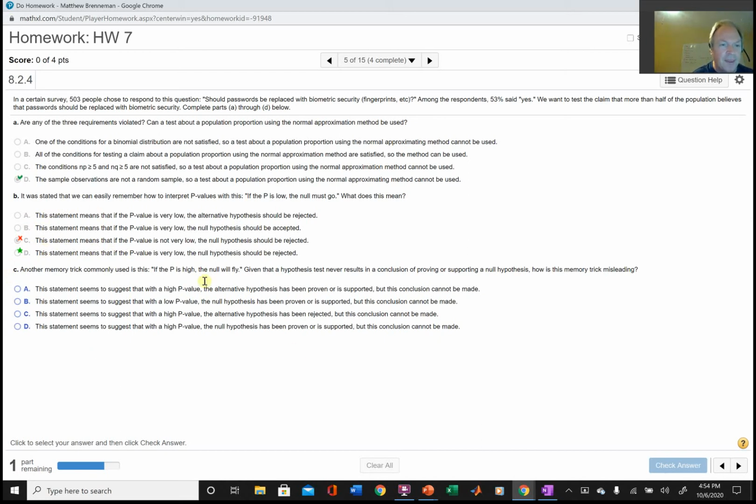Yeah, okay. Another memory trick is that if the p-value is high, the null will fly. So this is wrong, okay? Given that a hypothesis test never results in a conclusion, how is this memory trick misleading?